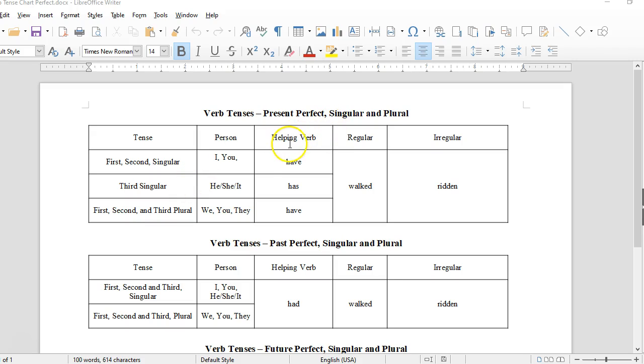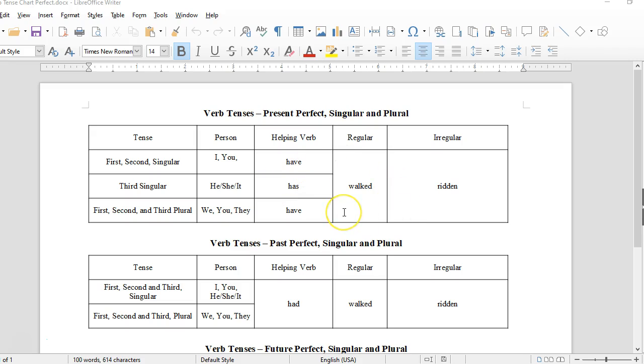The other big question that many students ask is, which helping verb do I use? Have or has? So this chart might help simplify it for you. I use "have" with first and second person singular and first, second, and third person plural. I have, you have, we have, you have again, and they have. I use "has" with the third person singular. He has, she has, or it has.